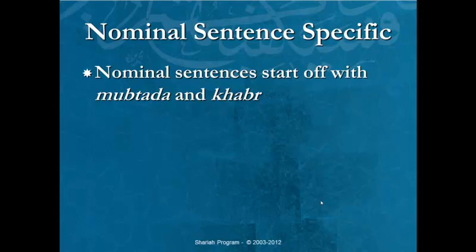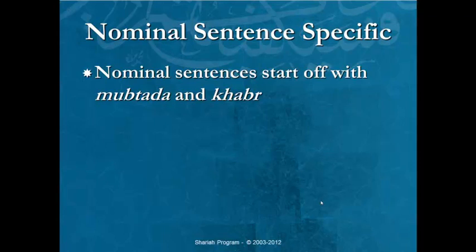Instead of that, you have kana, or inna, or one of these abrogators. Certain governing agents come at the beginning of a nominal sentence and abrogate the sentence. So what used to be mubtada is no longer mubtada, and what used to be khabar is no longer khabar, but we get different labels. So this causes our number to get even larger.